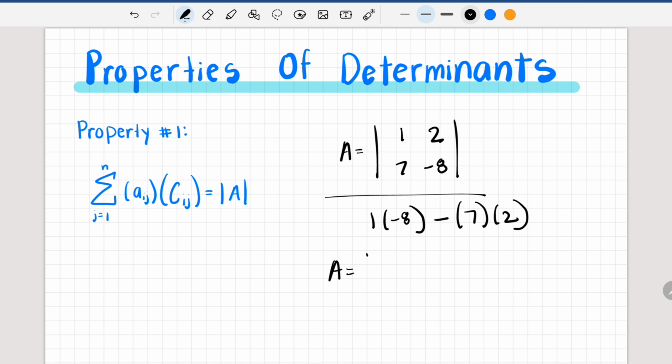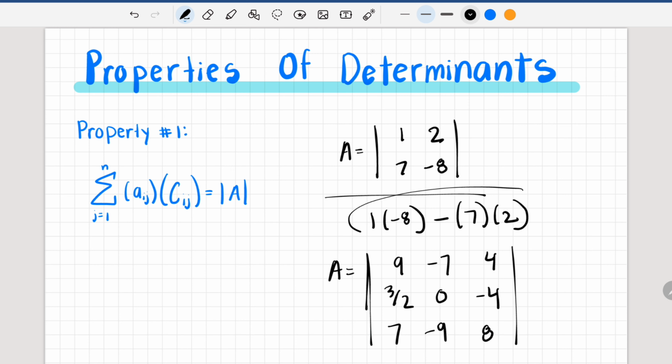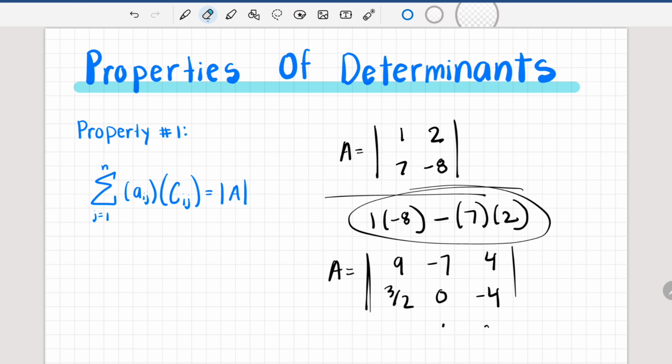In some cases, we're going to have a lot of elements in a matrix. So we have, for example, 9, negative 7, 4, 3 halves, 0, negative 1, negative 4, 7, negative 9, and 8. I'm just making these numbers as I go. And in this case, we can't just do the simple formula like we did for a square matrix of order 2. Properties of determinants make it easier for us to find the determinants of these. So let us just simply erase that.